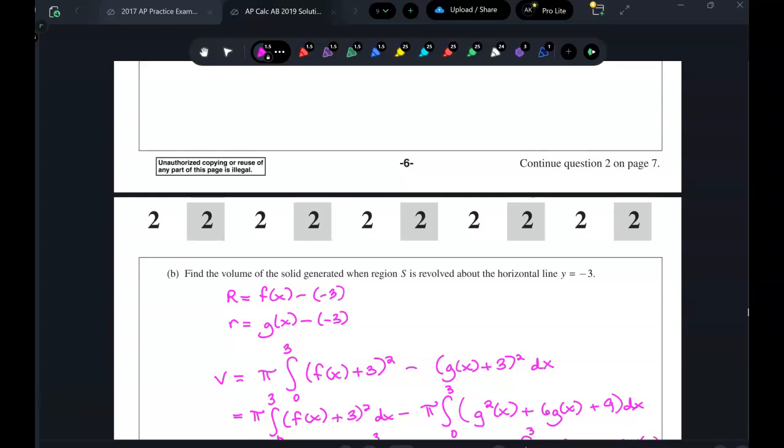A, and then 0 to 3 of big R squared minus little r squared. Did you write anything like? Let me see. Oh, so that's going to be plus 3? Yeah, so I messed that up. Oh, and then we have to FOIL this.